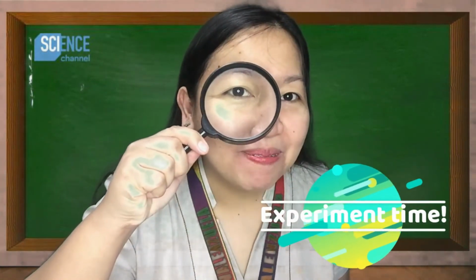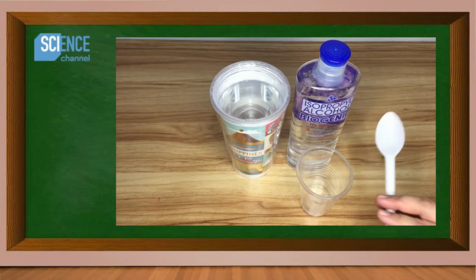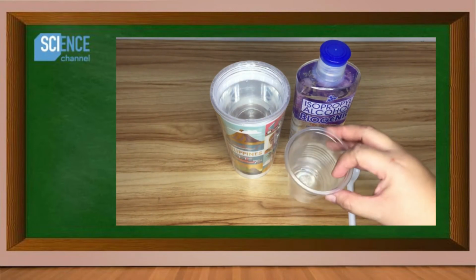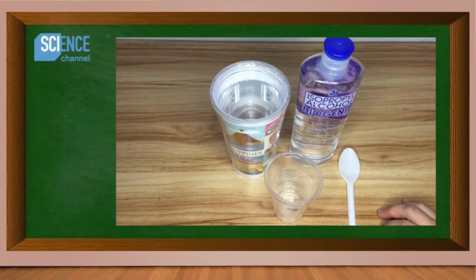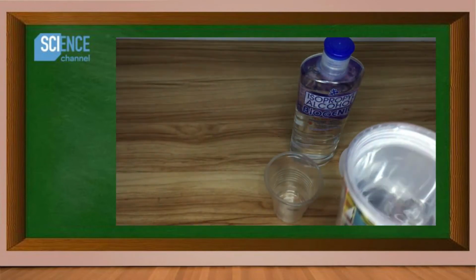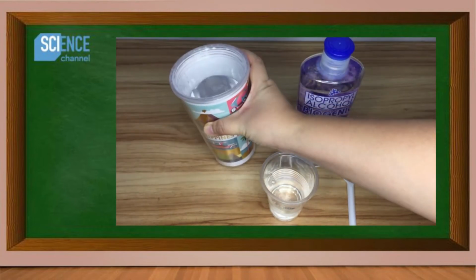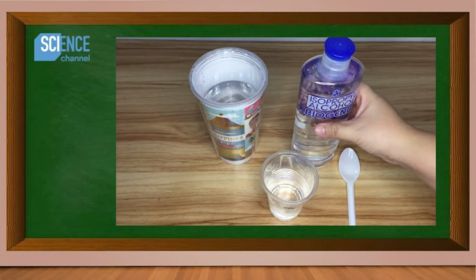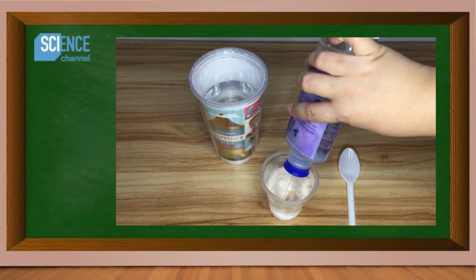Experiment time! Ask the assistance of your parents or guardians in doing the following activities. Materials needed: plastic spoon, plastic glass, alcohol, and water. Put some water on the drinking glass. Mix or combine alcohol with water.